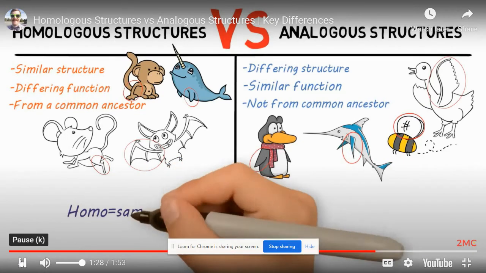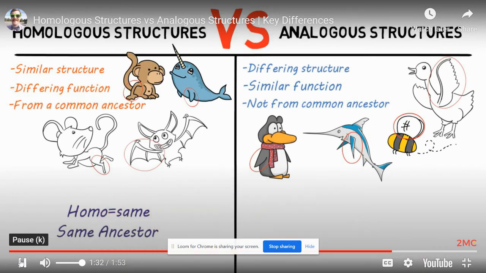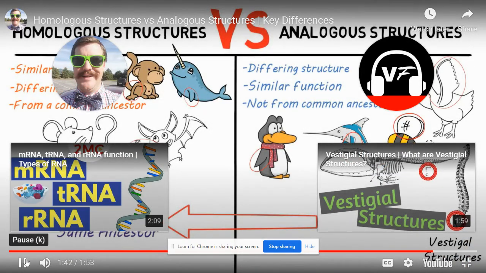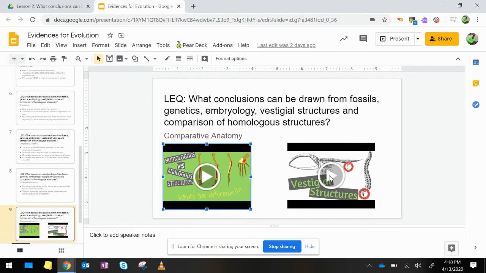To remember homologous structures, think homo means same, and so they're from the same ancestor. And if you remember that, then you'll always know the analogous structure is the other one. That's it. If you have questions about vestigial structures, I'm going to make a video later, so I'll link that here. All right, and so we are actually going to take a look at the vestigial structure video right now.